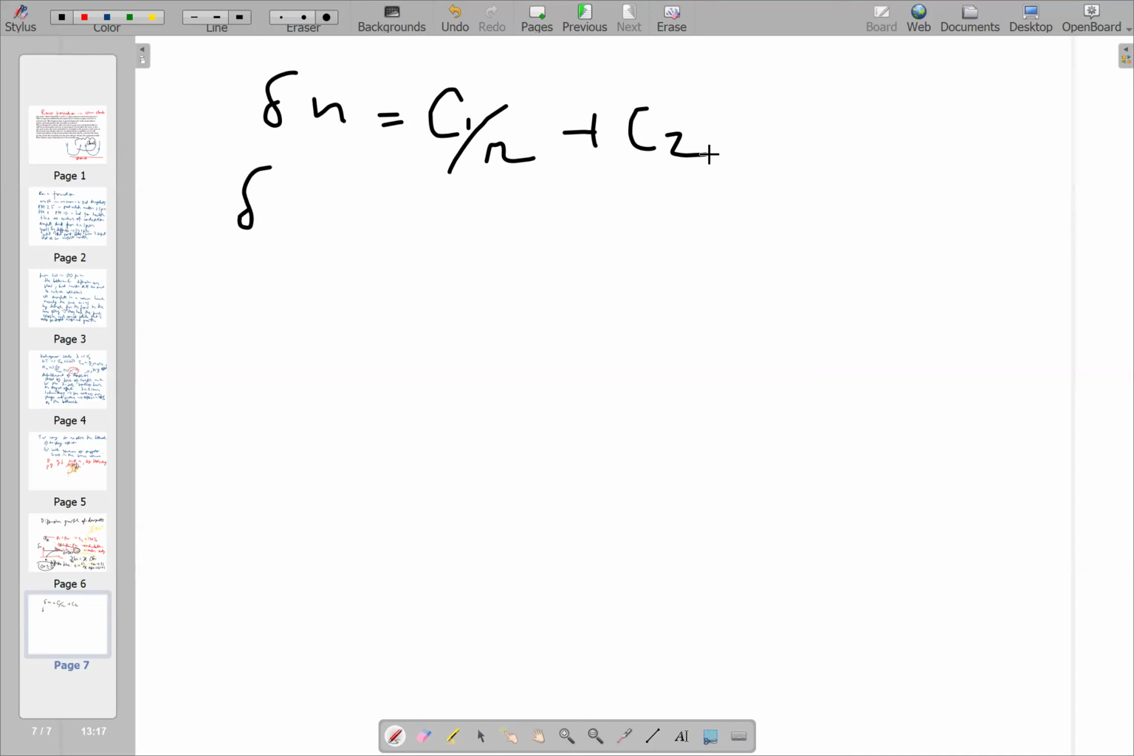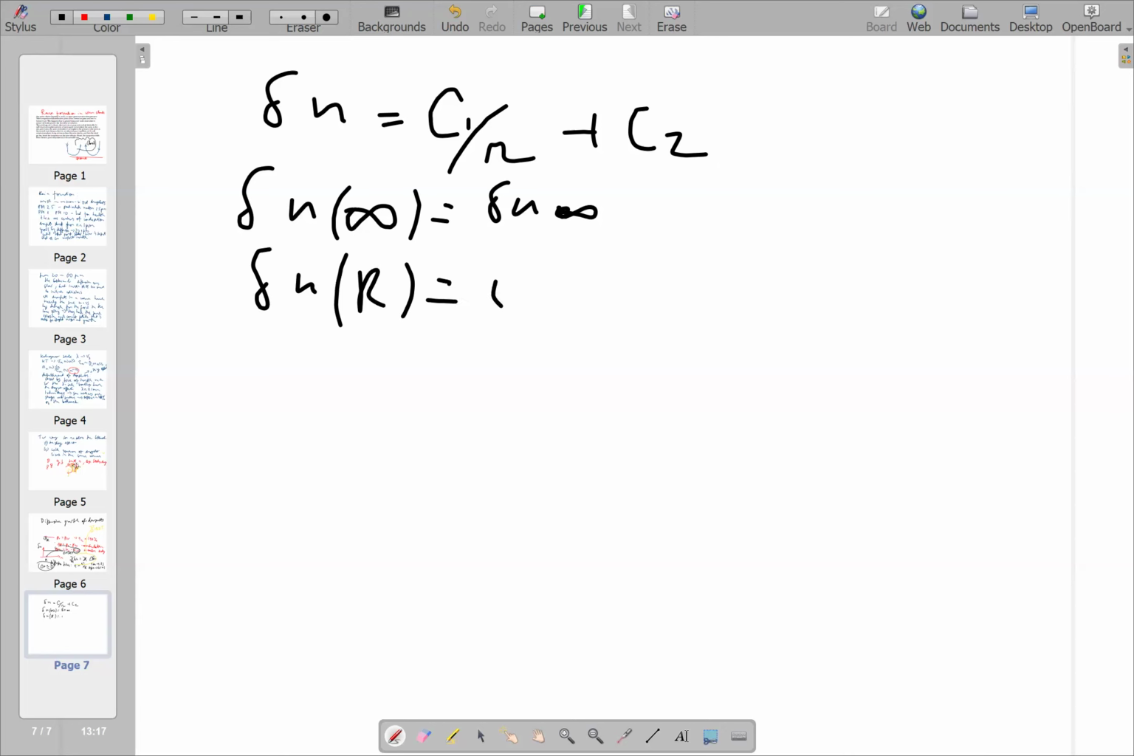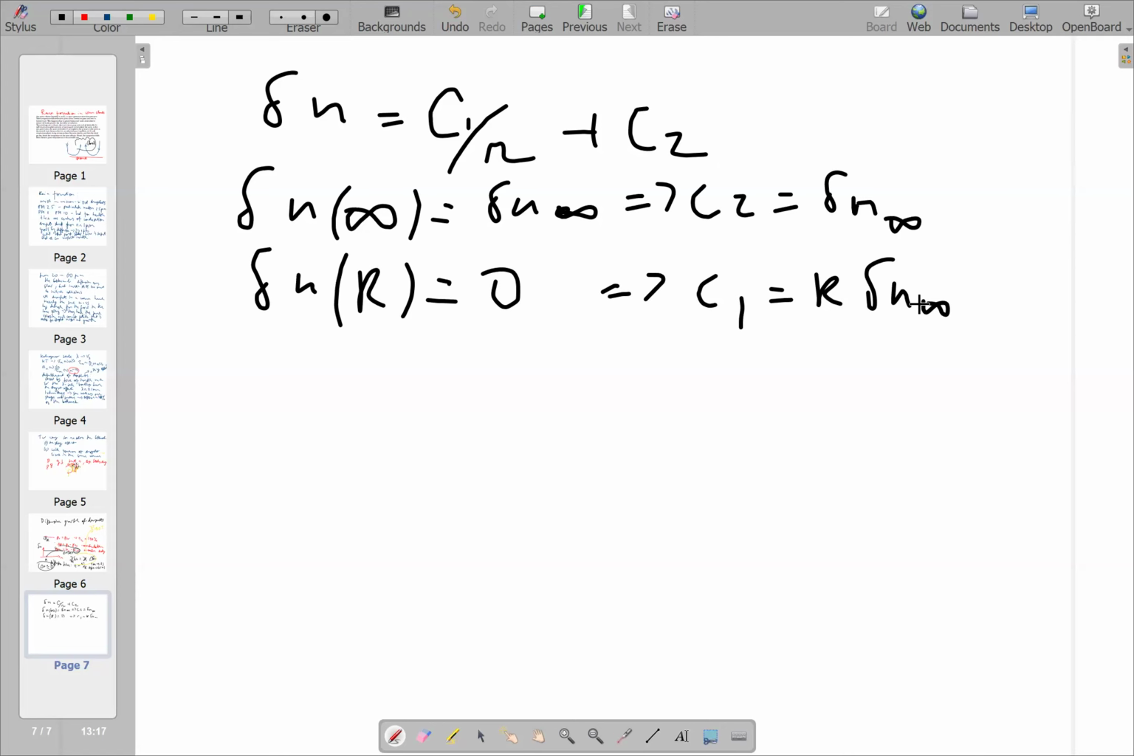So dn at infinity equals dn infinity, okay? And the other condition is that dn at r equals R is 0. Now, the first condition tells us that C2 equals dn infinity. The second one means that C1 equals R times dn infinity. And here is our solution: dn equals minus R divided by r plus 1, times dn infinity.